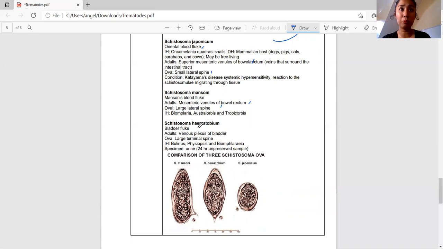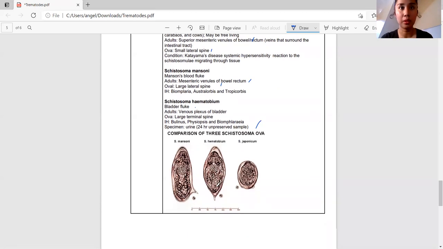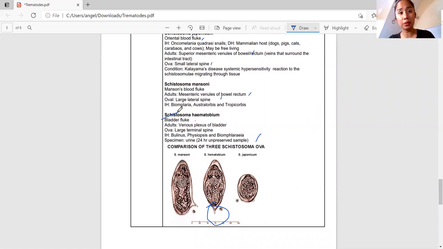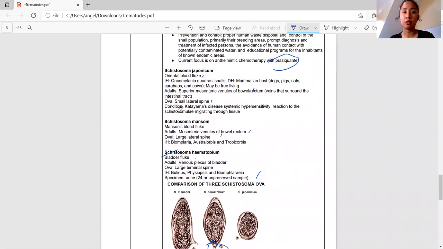And Schistosoma haematobium, bladder fluke. So the unique thing about this one is the specimen could be 24-hour preserved, unpreserved urine. And so large terminal spine. So class, what's dangerous about the spines of this ova is it can cause laceration. So there could be blood in the urine. Yan. So, kunyari, haematobium, tingnan nyo naman. May large terminal spine. So, there could be bleeding in the urine. Kala mo, UTI, Schistosoma haematobium pala. What's good is you could see this in your urinalysis. So, usually, class, Schistosoma haematobium is diagnosed not in the parasitology section, but in the clinical microscopy section. Ayan. So, yan, class, that's it.